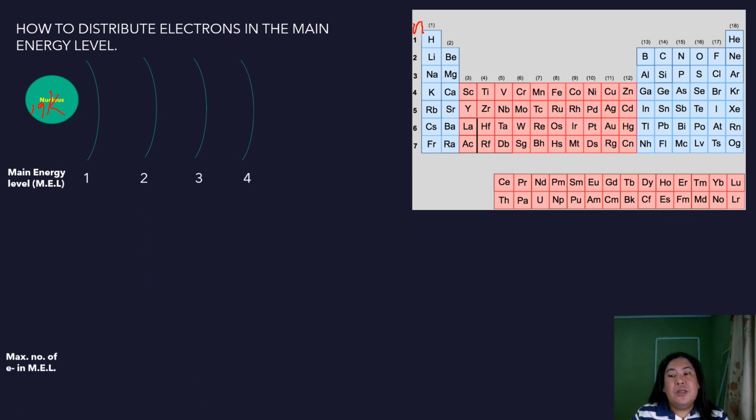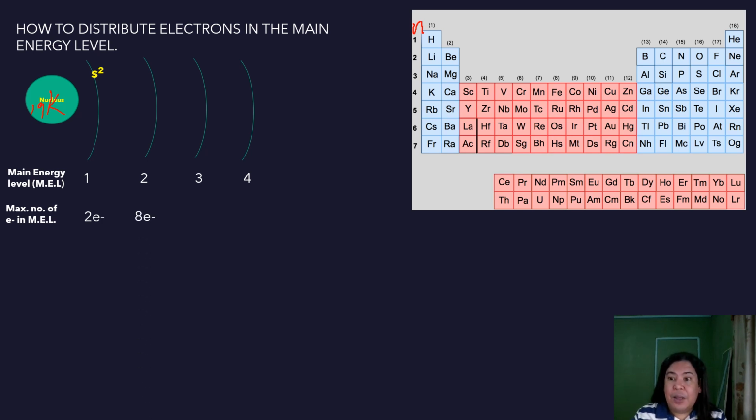Meron din tayong tinatawag na the maximum number of electrons in each main energy level. Ito lang yung electrons na kayang i-hold ng bawat main energy level natin. So in the first main energy level natin, okay, we have 2 electrons. Bakit 2 lang ang kaya niyang i-hold? Kasi meron siyang tinatawag na sublevel, the SPDF. Isa lang yung sublevel niya, which is the S sublevel. So that is 2 electrons, the maximum.